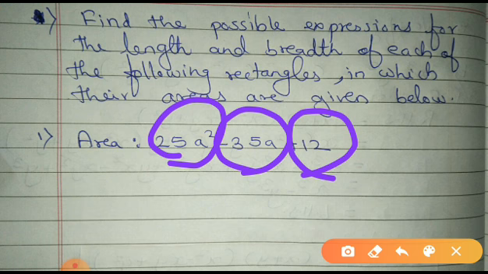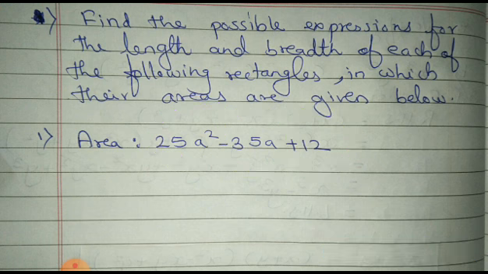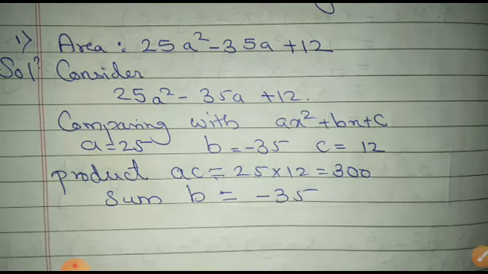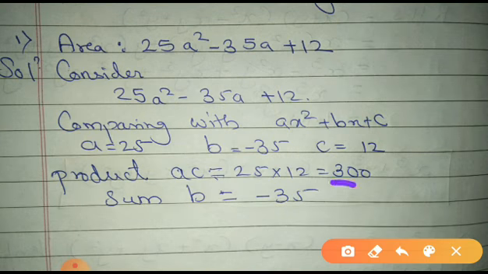Then what is the next procedure? I have to make use of splitting the middle term. For splitting the middle term, compare the given polynomial with ax square plus bx plus c. Find the values of a, b and c. Then check the value of the product a into c and see what the sum b is. Accordingly, find the numbers satisfying the given condition. So here I get the product as 300 and the sum as minus 35.